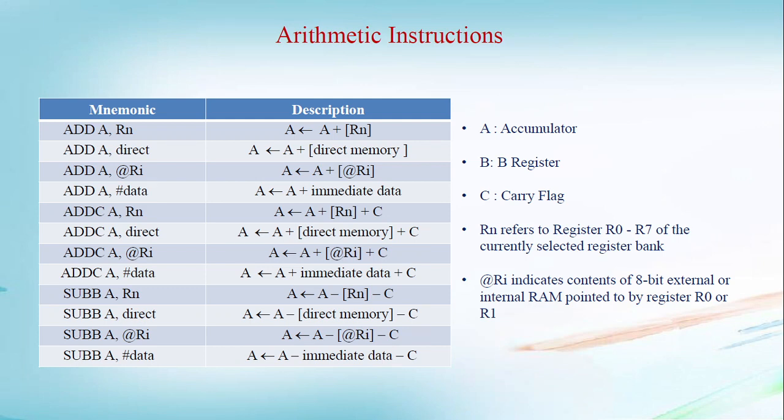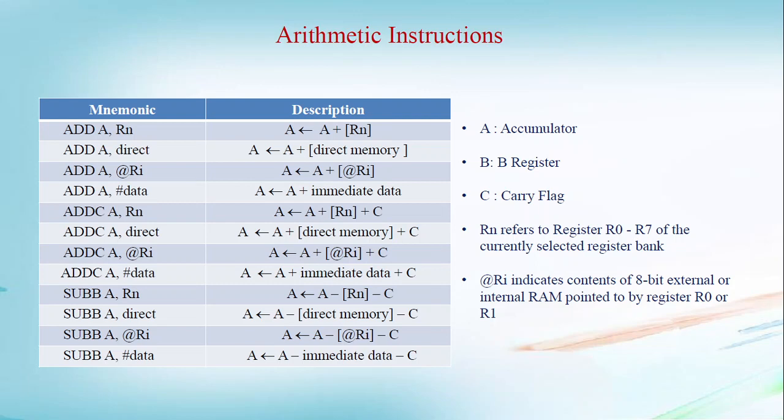This is the summary of arithmetic instructions depending on the addressing modes of 8051. Here in the table we can see ADD A, Rn. It means add the content of Rn with A and the result will be stored into A.